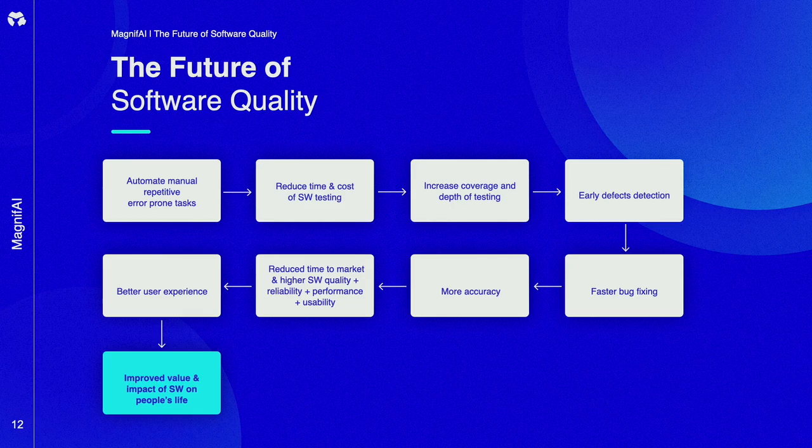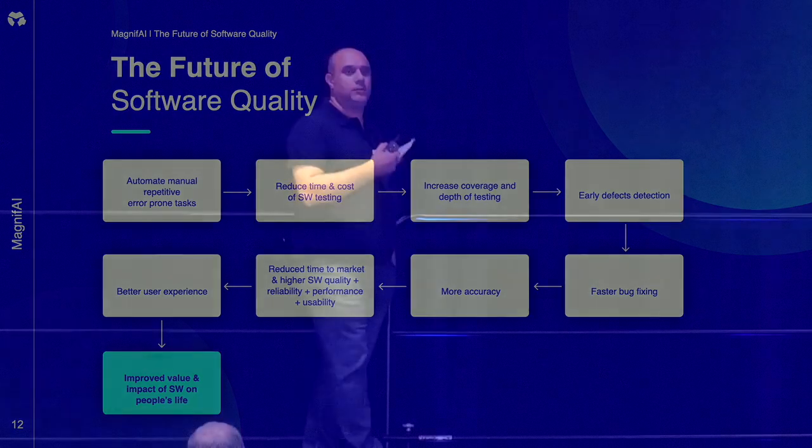Then we will be able to increase coverage and the depth of the testing because we will be saving time that we can invest in creating new scenarios, imagining new ways of testing our software, and creating more in-depth test cases to ensure that our software is functioning okay, even in scenarios that are not the regular ones that you can imagine while you are creating a first level of test cases. That is going to be part of what the AI will be assisting you with.